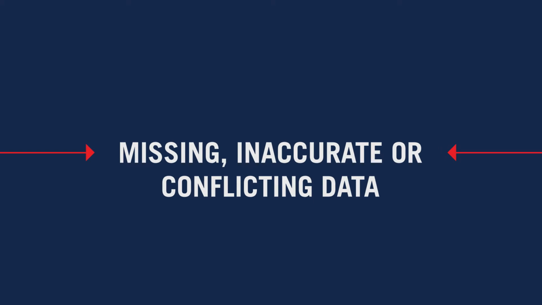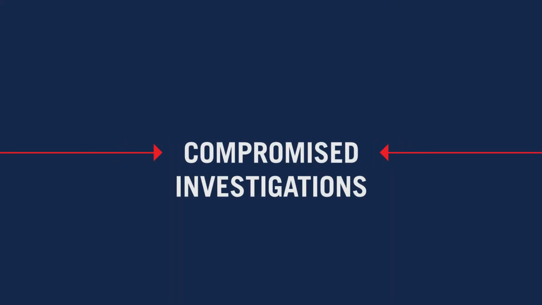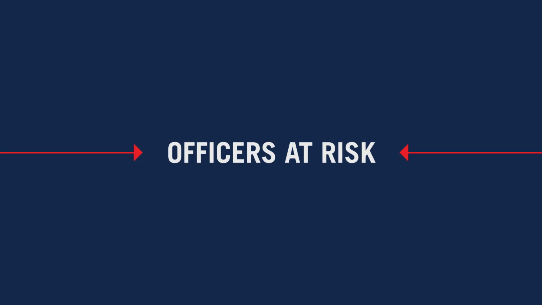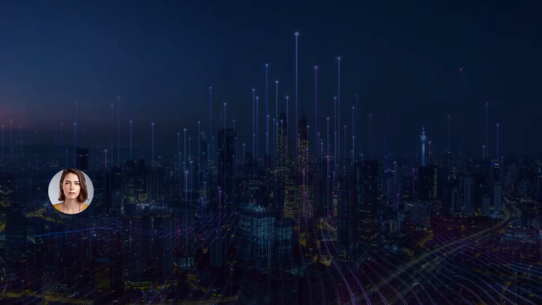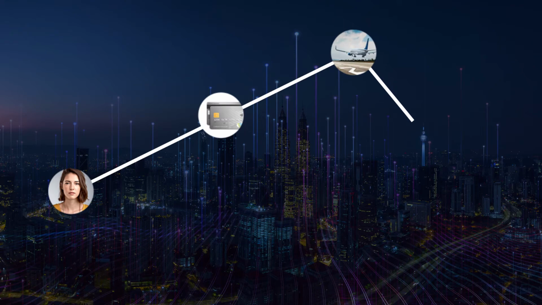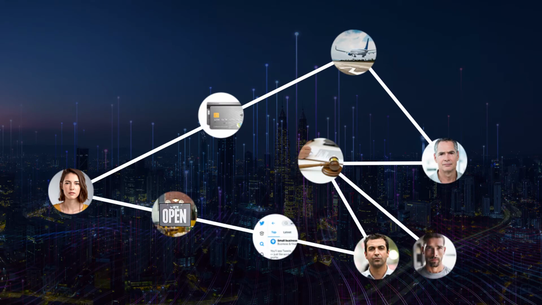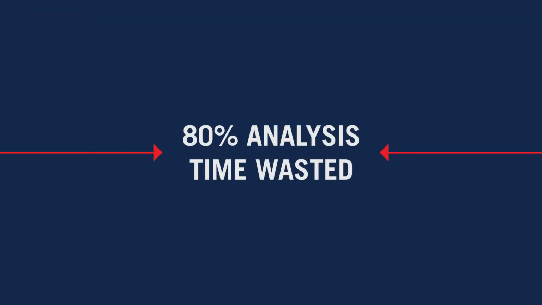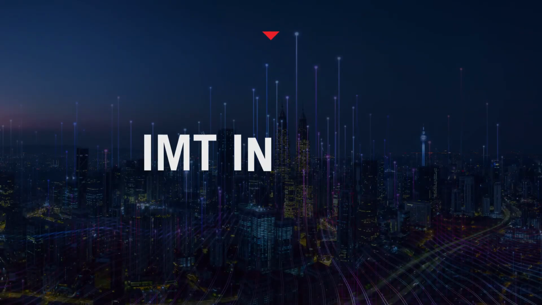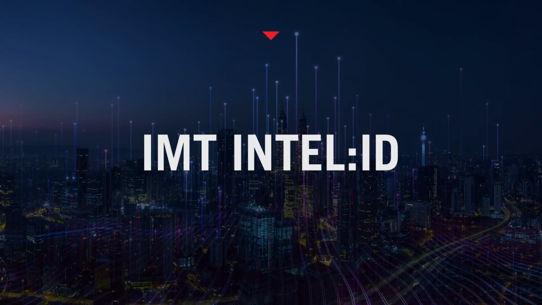Missing, inaccurate, or conflicting data can compromise investigations and place officers at risk. It's critical for officers and investigators to know everything about a person of interest and their associations to arrive at the correct decision. However, investigators can spend up to 80% of their time collecting and preparing data instead of analyzing it. IMT's Intel ID offers law enforcement and intelligence agencies a next-generation yet cost-effective investigative intelligence solution that historically has only been available to large agencies and fusion centers.